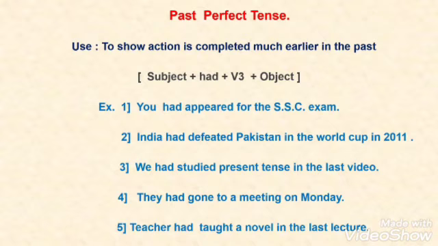So all these five sentences are of the past perfect tense. Subject had V3. You had appeared, India had defeated, we had studied, they had gone, teacher had taught. Okay, so you need to learn the formula by heart. Or if you keep reading the formulas, you will learn automatically.